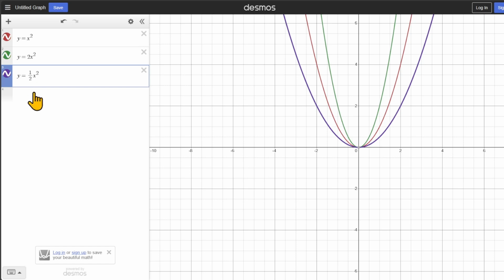And the difference for the vertical stretches and shrinks is that there are no parentheses. What you're doing is squaring the x and then taking half of it. And over here, you're squaring the x and then multiplying by 2.